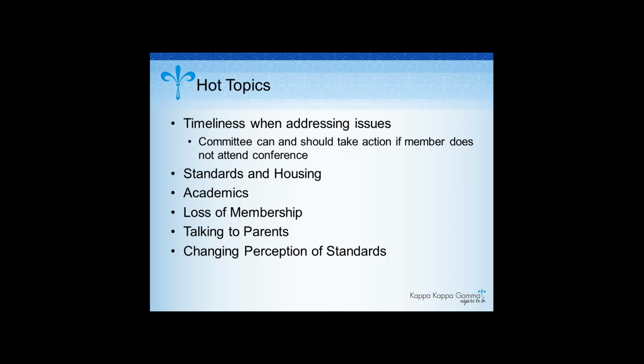A reminder that probation starts the day of the meeting. So if the member gets called in on January 27th, the probation starts on January 27th. It doesn't start on January 28th or 29th. And also, any of the terms that occur during the probation have to be completed during the probation.